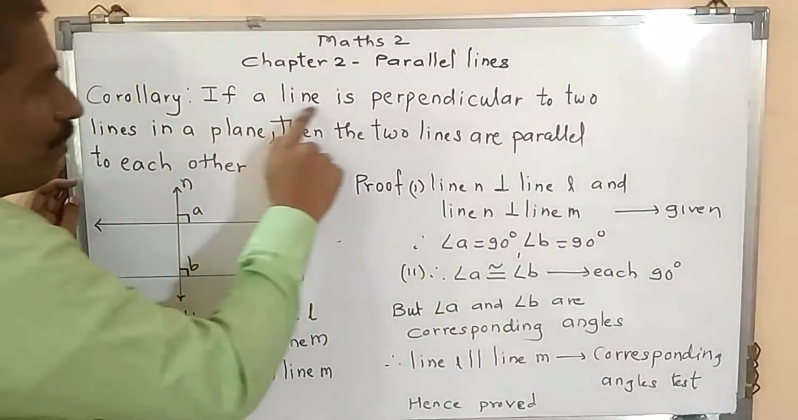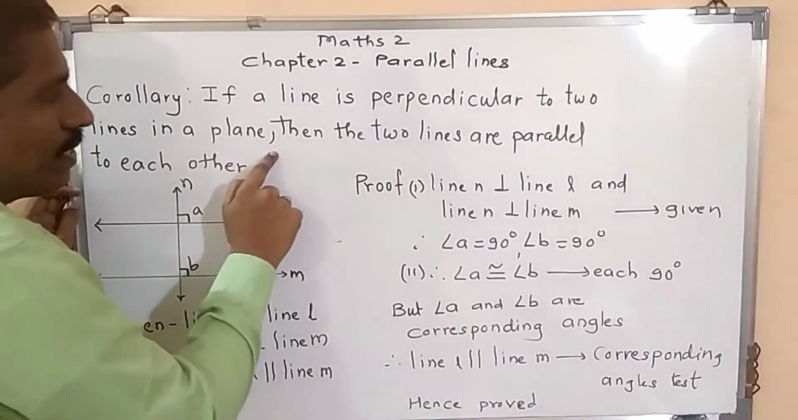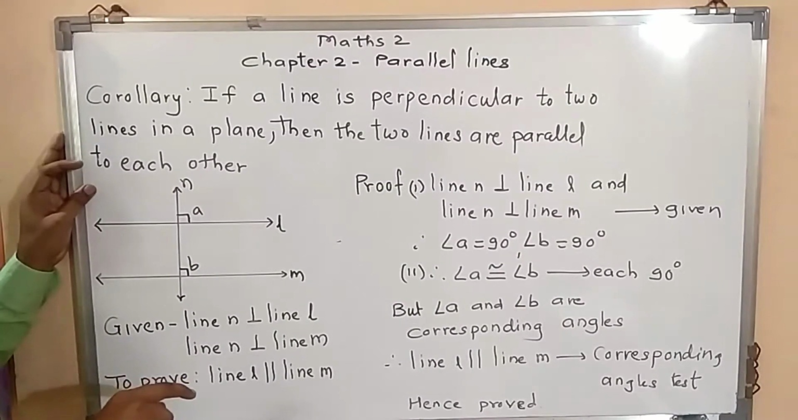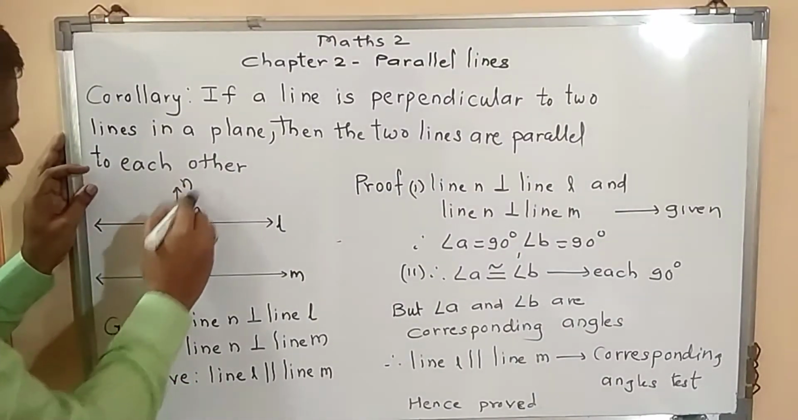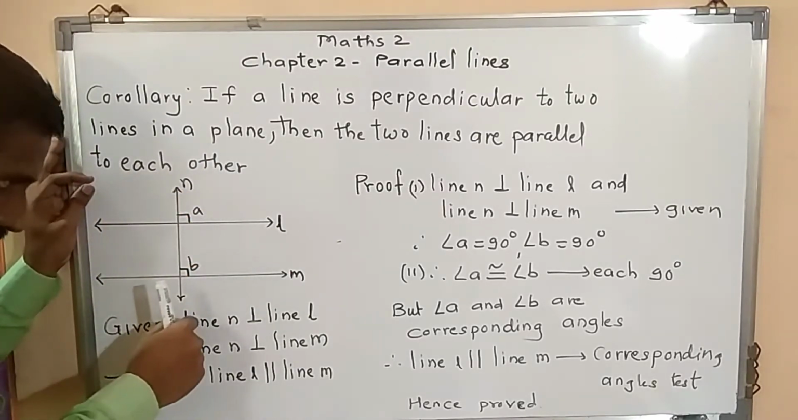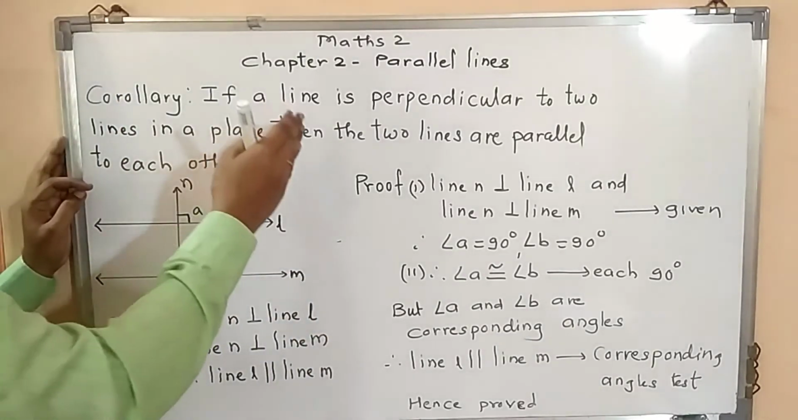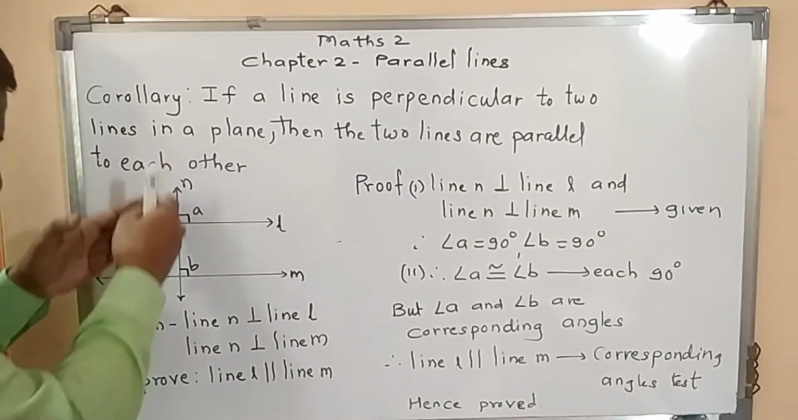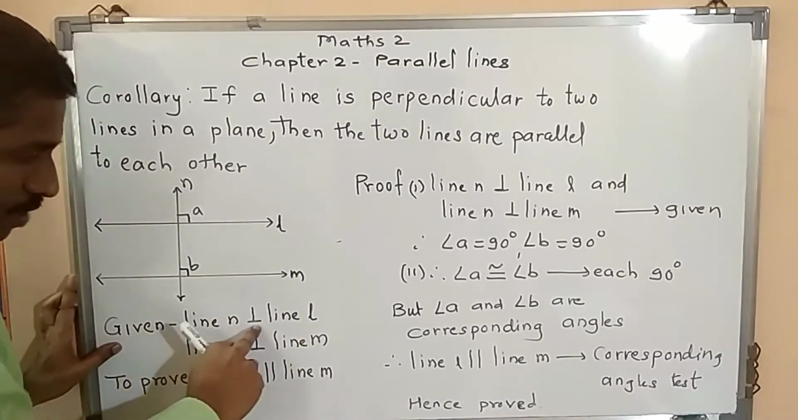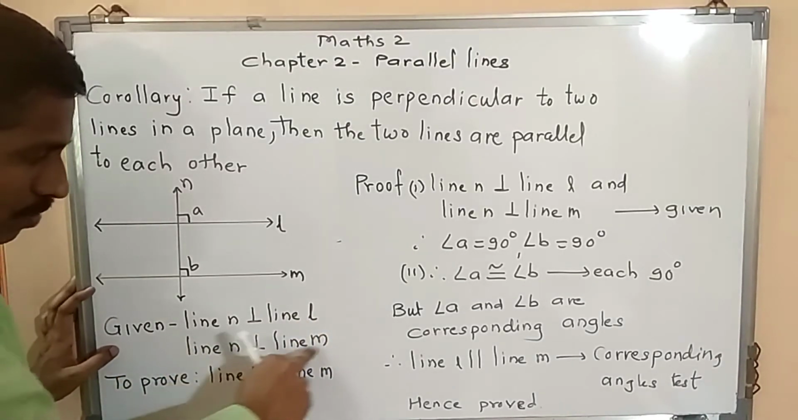Corollary: if a line is perpendicular to two lines in a plane, then the two lines are parallel to each other. Here, line N is perpendicular to line L. Again, the same line N is perpendicular to line M. So, this is our given part, that one line is perpendicular to two lines. The given part is line N is perpendicular to line L. Again, line N is perpendicular to line M.